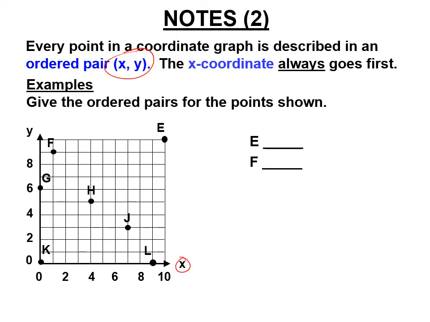So where is E? Well, E is at (10, 10). That first 10 is the X. The second 10 is from here. That 10 is missing because Y is in the way. That often happens on graphs.